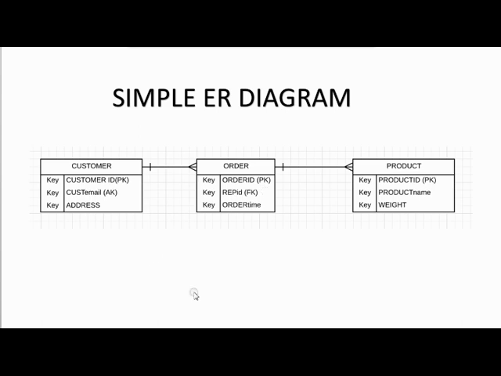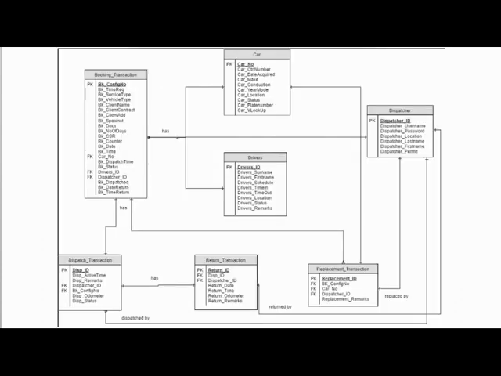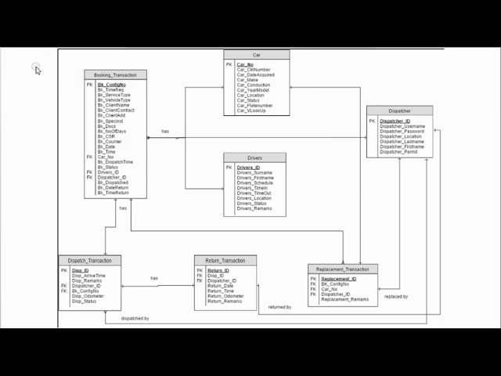So to recap, we'll take a quick look at an extensive ER diagram here. In this example, we see entities of booking transaction, car, drivers, dispatcher, replacement transactions, return transaction, dispatch transaction. Each entity has its primary key and foreign keys listed. For example, this dispatch transaction has the dispatch ID as its primary key, and then a dispatcher ID as foreign key, which corresponds to this dispatcher table, where the dispatcher ID is its primary key.